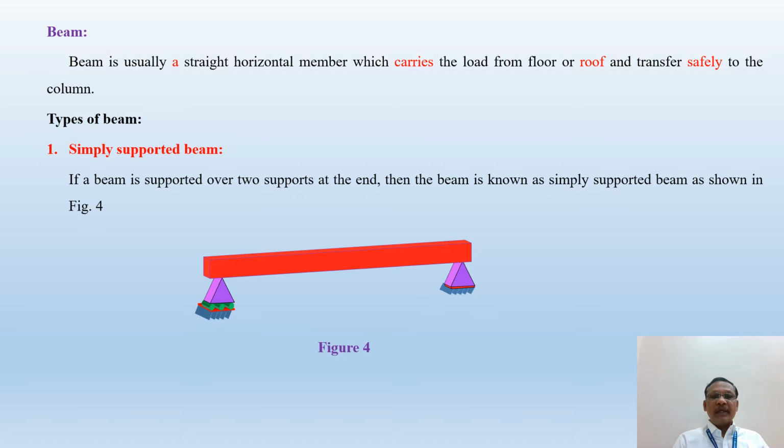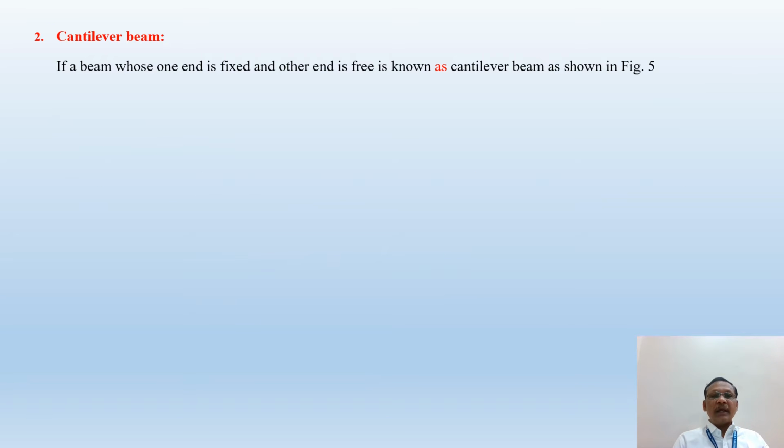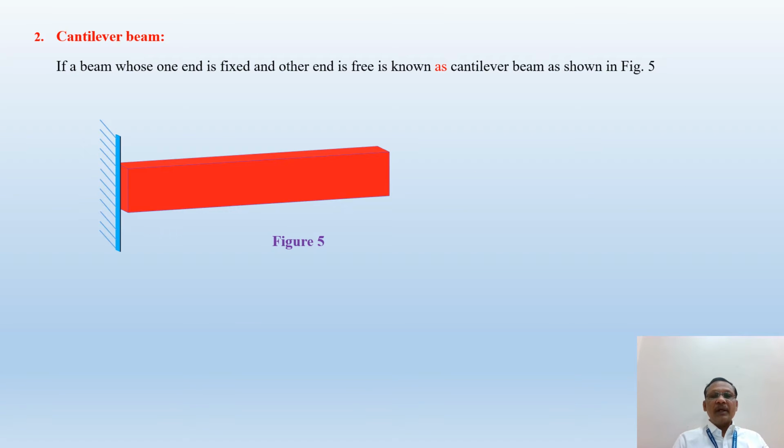The next type of beam is the cantilever beam. If one end of the beam is fixed and the other end is free, then the beam is known as a cantilever beam. Such types of supports we have discussed. This type of support offers three unknown reactions. Is it clear, please?